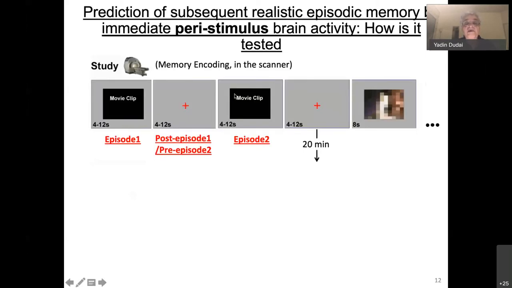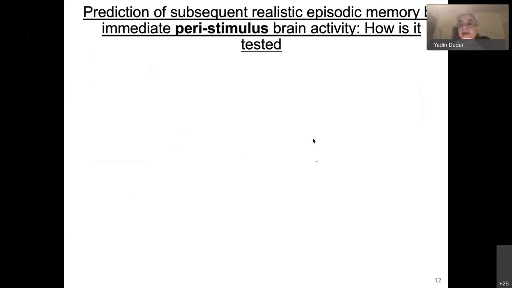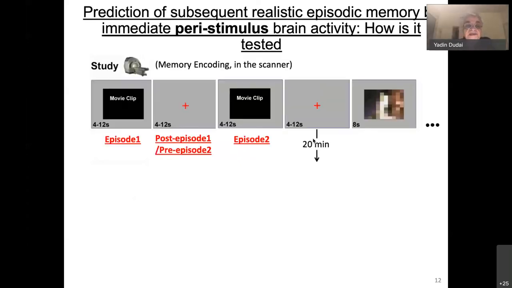If you present a long movie, it's impossible to dissociate the activity of the brain along various parts of the movie, because whenever you detect something in the brain, you don't know whether it refers to something that happened a few seconds ago, a few minutes ago, and what happens to the brain immediately after you experience something, because the experience is continuous. So the trick is very simple. We use very short movie clips between 4 and 12 seconds. If you use more than that, that's something that I don't want to go into now.